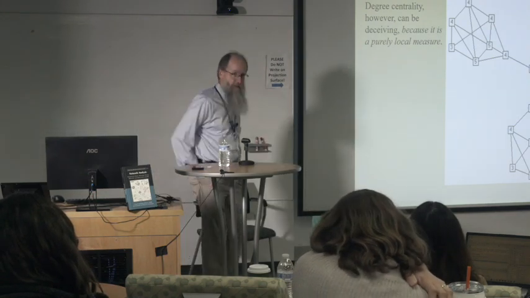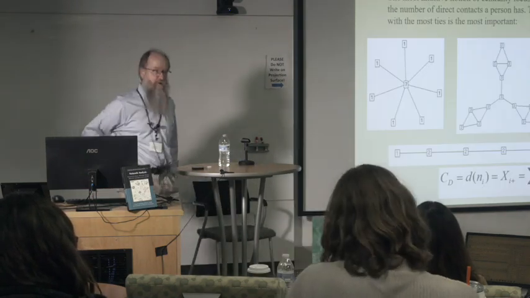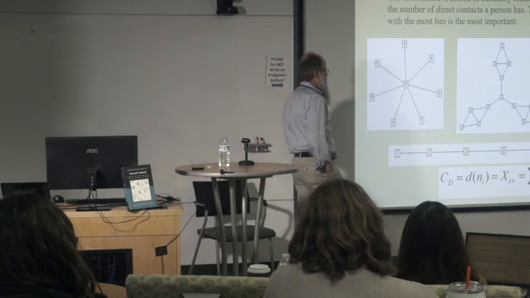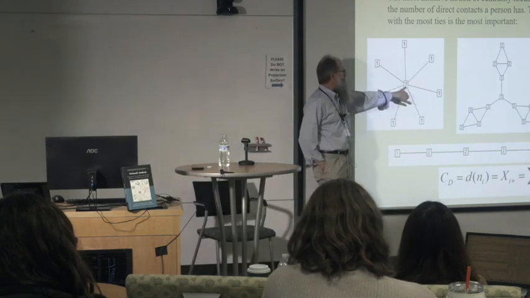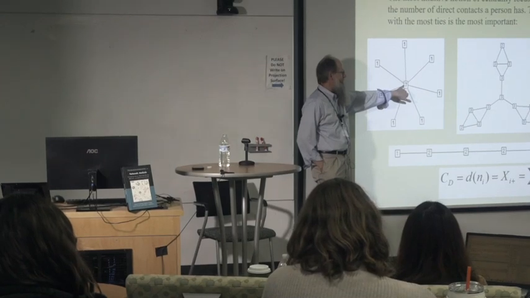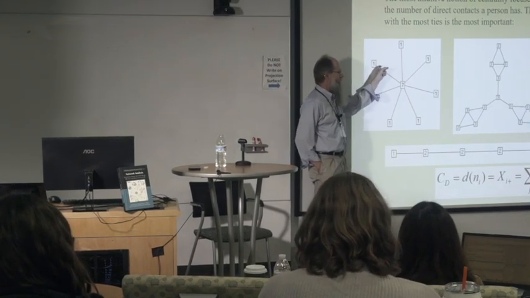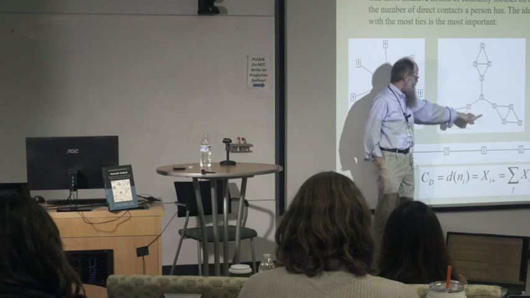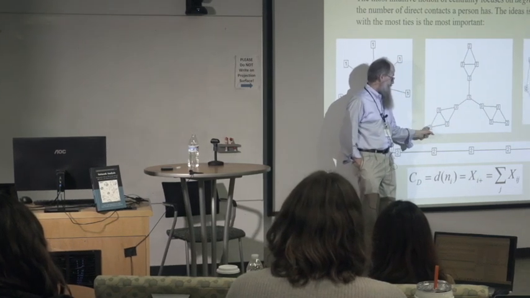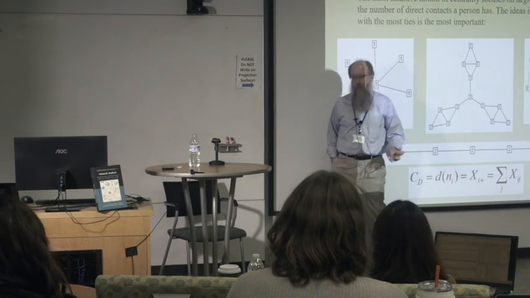Degree centrality is the one that I've labeled the nodes with here. Degree centrality is just the number of nodes adjacent to me. So in this case, this person is adjacent to 7 others. This person is adjacent to 1. This person is adjacent to 3. This person is adjacent to 3. This person is adjacent to 2.